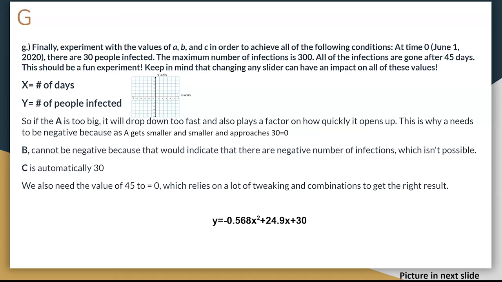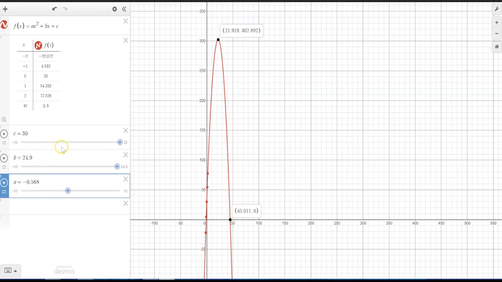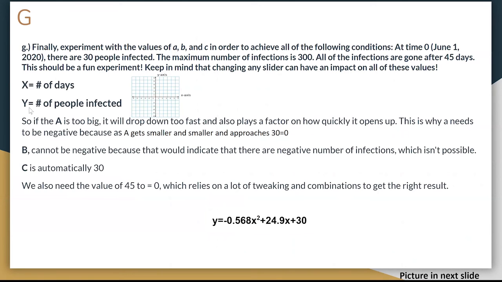And B cannot be negative because that would indicate a negative number of infections, which is impossible. And C is automatically 30. And remember, we also need the value of 45 to equal 0. After a lot of tweaking, we see that we had to decrease A to around this value to even get it close to 30. If we were to decrease it any more, then 45 wouldn't be 0 anymore. I know that isn't a perfect 30 value, but the 45 was close enough. So we got the 300 to a maximum of 302, 35 to 45, and from there we got 45 to equal 0.03. And that is the solution for G.